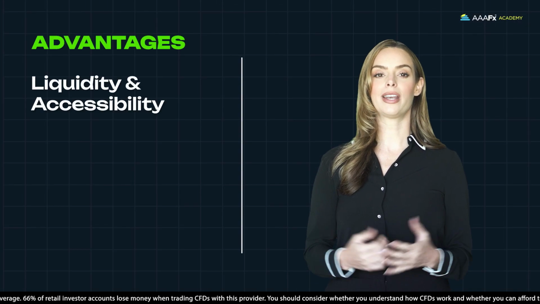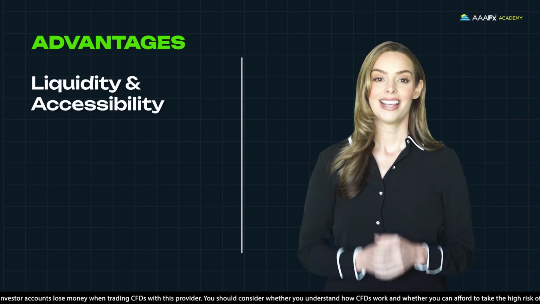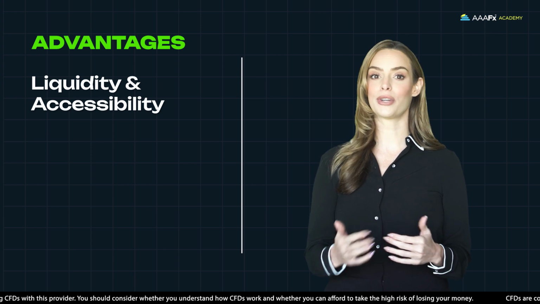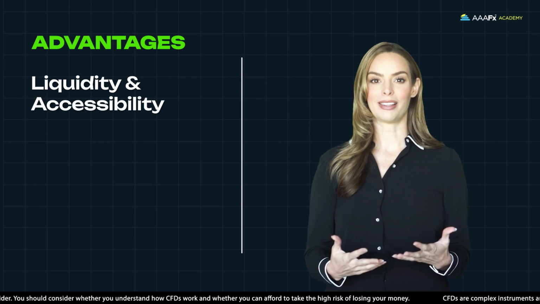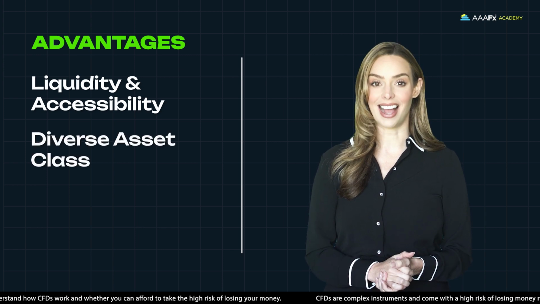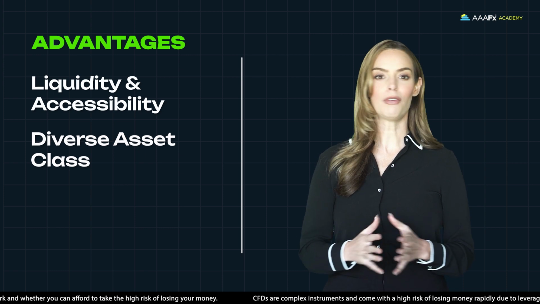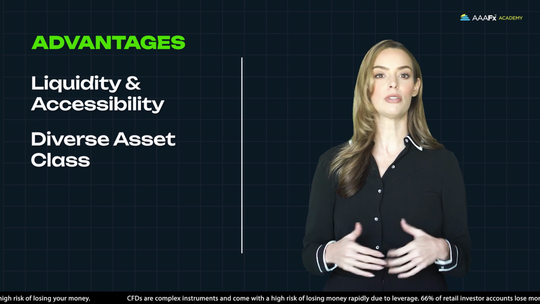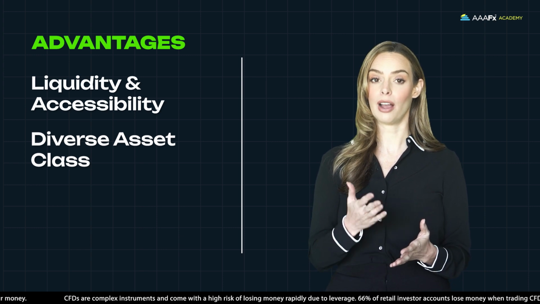Number 1, liquidity and accessibility. CFD markets are highly liquid, allowing for easy entry and exit. This accessibility is a big plus for traders. Number 2, diverse asset class. With CFDs, you have a wide range of assets to choose from. This diversity can help you diversify your portfolio effectively.